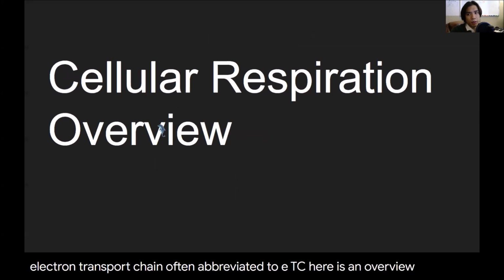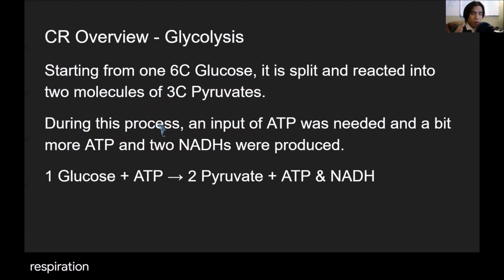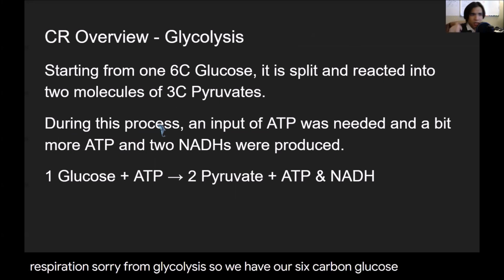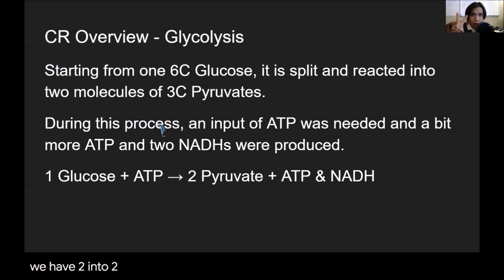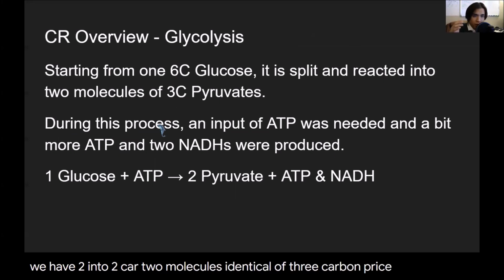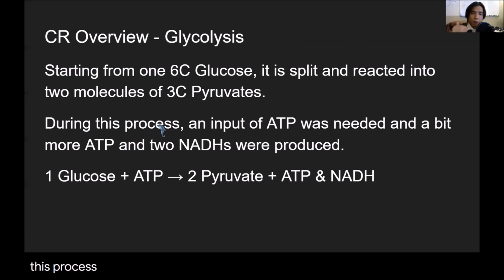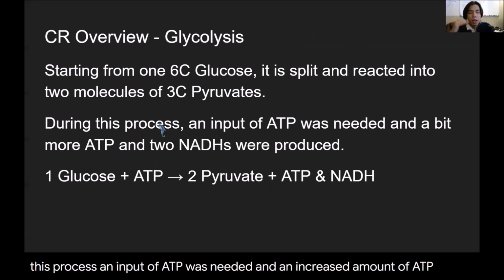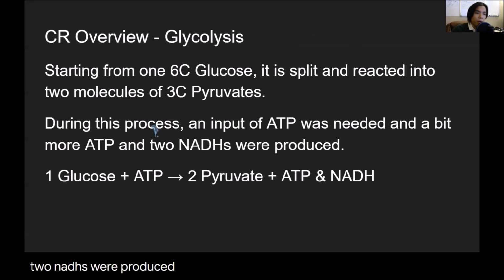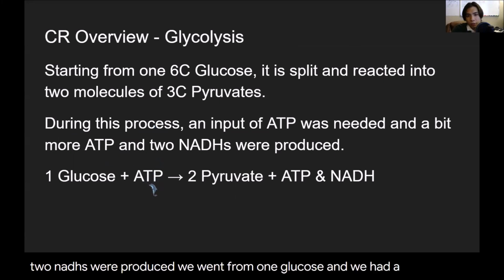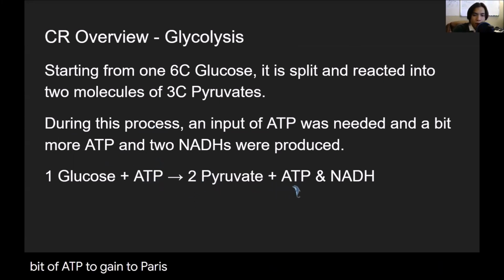Here is an overview of cellular respiration, starting from glycolysis. So we have our 6-carbon glucose. It is split and reacted into two identical molecules of 3-carbon pyruvate. During this process, an input of ATP was needed, and an increased amount of ATP and 2 NADHs were produced. We went from 1 glucose, and we had to use a little bit of ATP to gain 2 pyruvate, some extra ATP, and NADH.